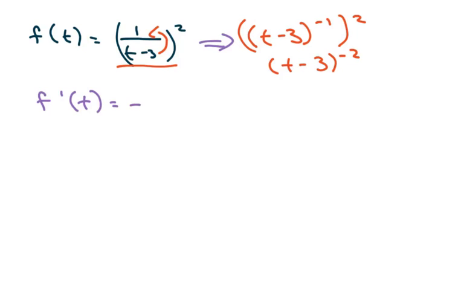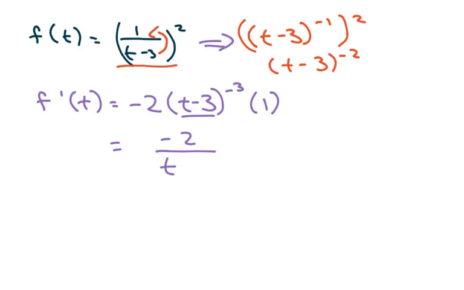So that's going to be negative 2 times t minus 3 to the negative 3 times the derivative of the inner function, which is just 1. So what you're going to get is negative 2 over t minus 3 cubed.